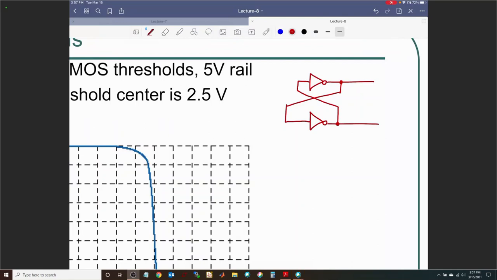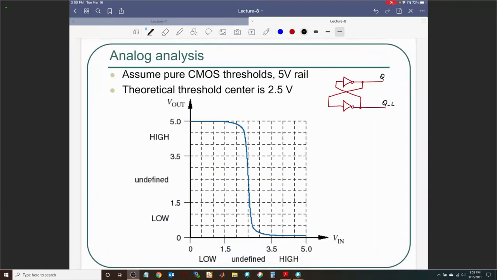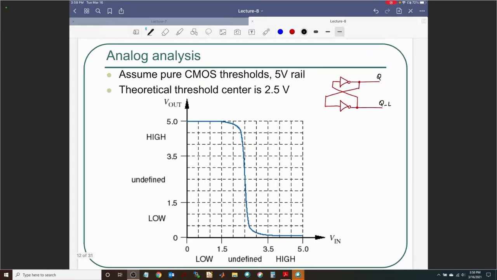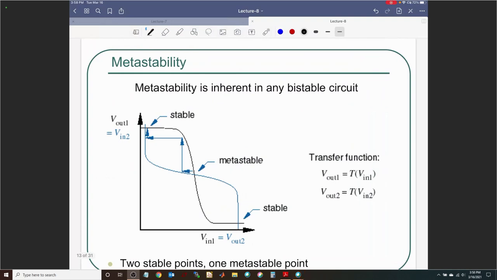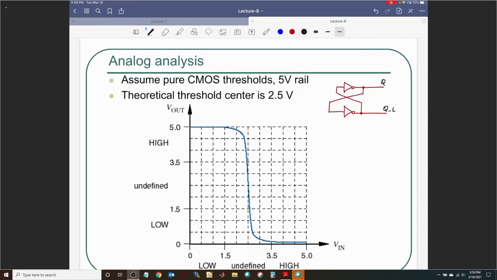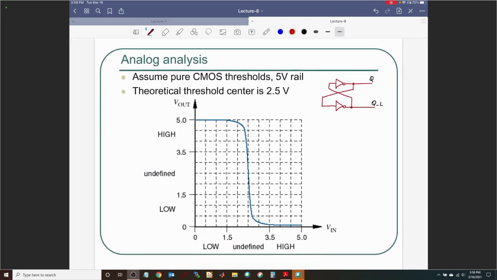So this is the same cross-coupled NOT gate configuration, and I had Q over here, Q underscore L over there. You guys recognize what this graph is, right? This is the CMOS characteristic of a NOT gate. So this is the CMOS characteristic of one NOT gate. When input is low, output is high. When input is high, output is low.